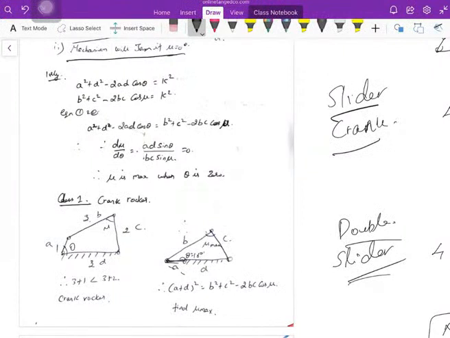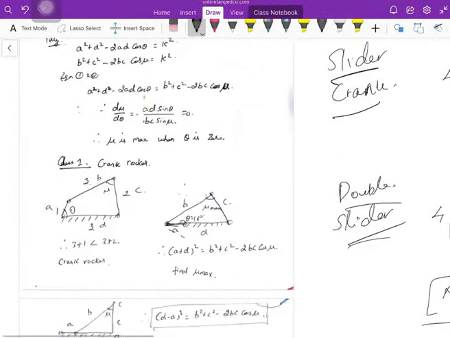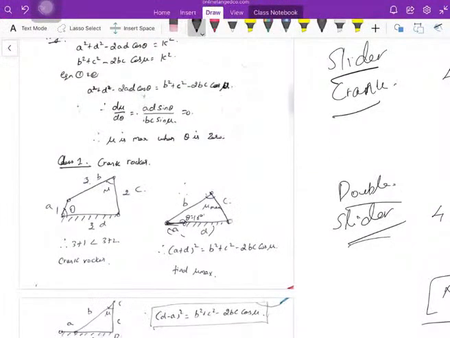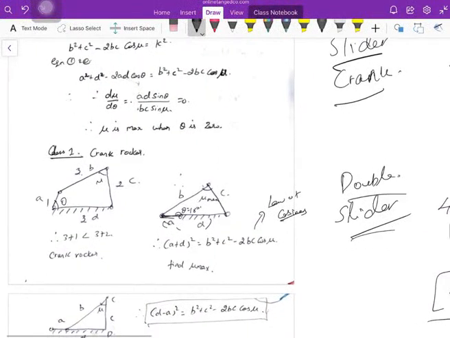Then use the law of cosines formula. So (a plus d) the whole square is equal to b square plus c square minus 2bc cos mu, the opposite angle. This is the law of cosines formula, guys. I've already given you the formula in the first lecture of the mechanics chapter, so go and see the formula. Using this formula we can find mu max.